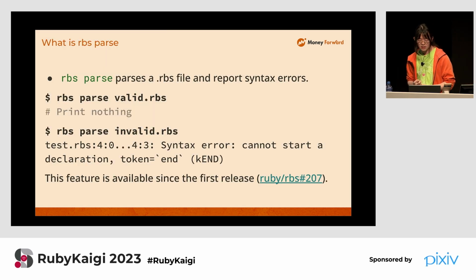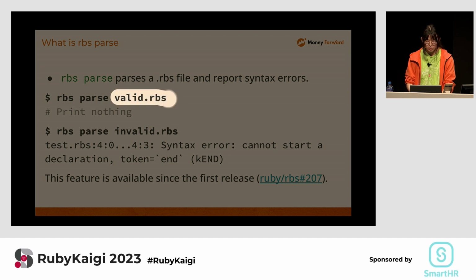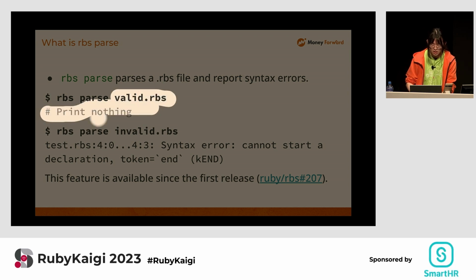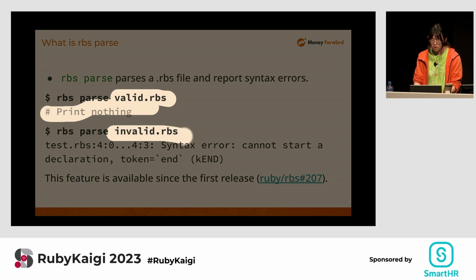This command passes an RBS file and reports syntax errors, if any. For example, the first command receives a valid RBS, so it does not print anything. But in the second example, it receives an invalid RBS, so it reports an error.